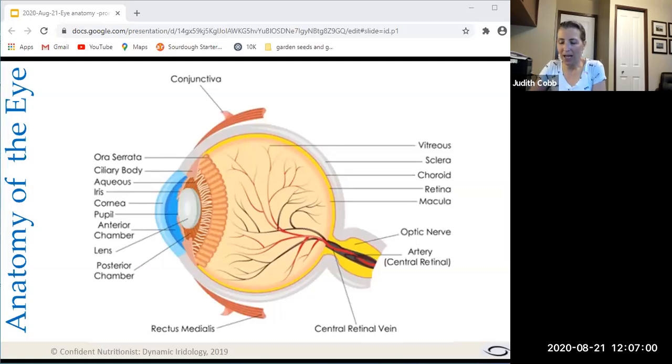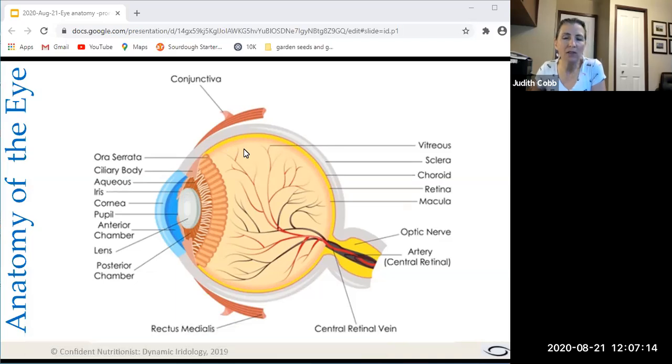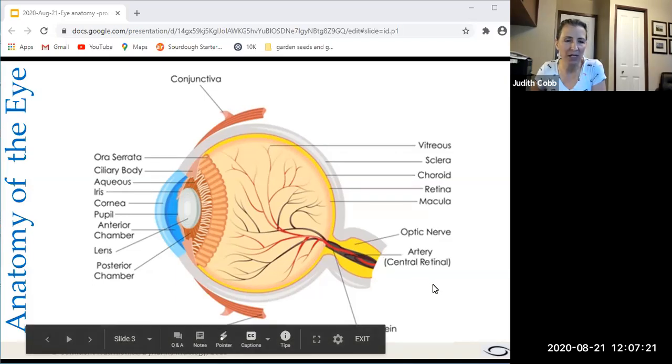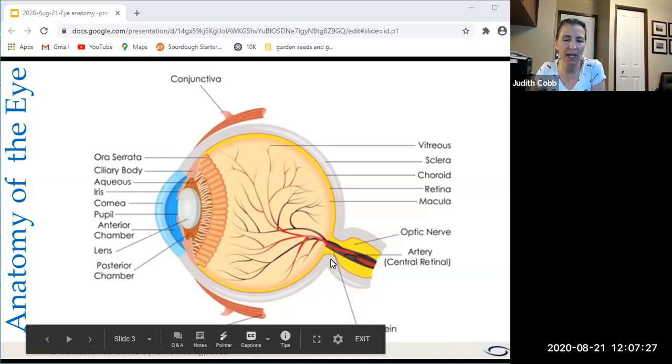When we look at an eye, what we see is the whole eyeball. This is a cross section of the eyeball. And so we've got the basic structures that we all learned in high school, right? We've got the optic nerve that goes right to the brain. We've got the sclera that becomes the cornea, that becomes the sclera again. And the sclera actually wraps around the optic nerve to protect it.